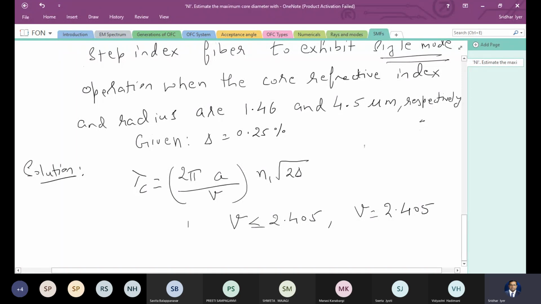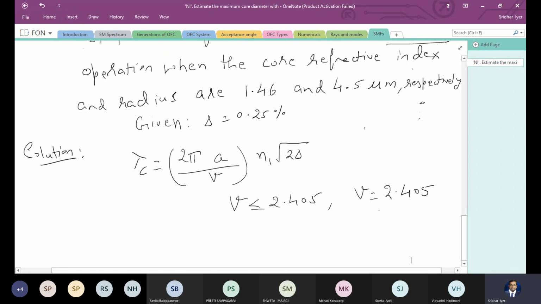So we are working under the single mode operation, therefore I fixed V as 2.405. The other parameters given to us: the core refractive index is 1.46, so N1 is 1.46, and the core radius is 4.5 micrometer. That means A is 4.5 micrometer.